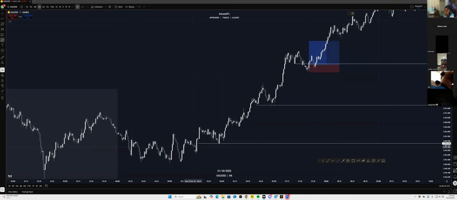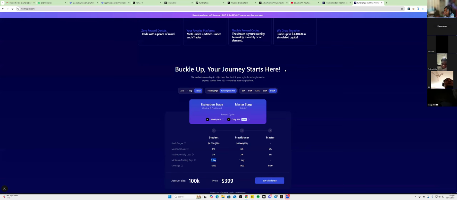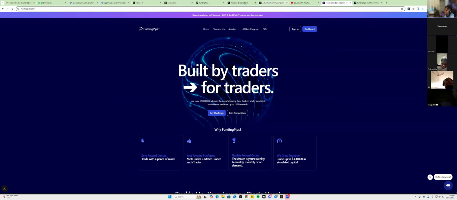Market structure was purely simple, right? And then liquidity taken, and then that was a buy. And this one, I passed phase two without a single stop loss. That was the first trade I took. And that first trade I took, it passed it.